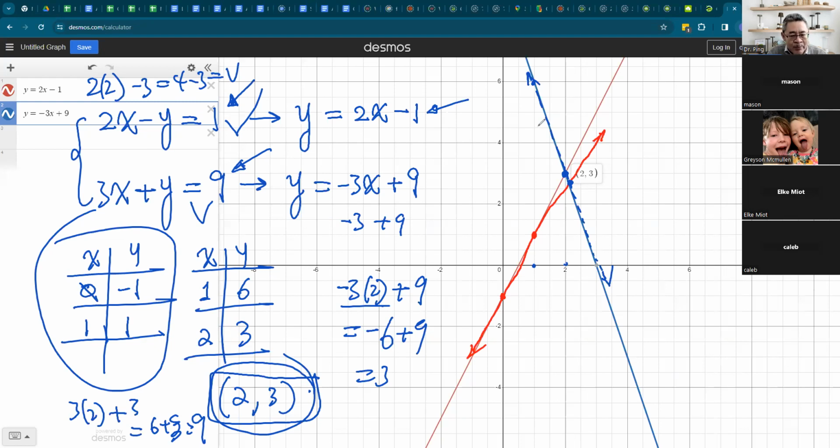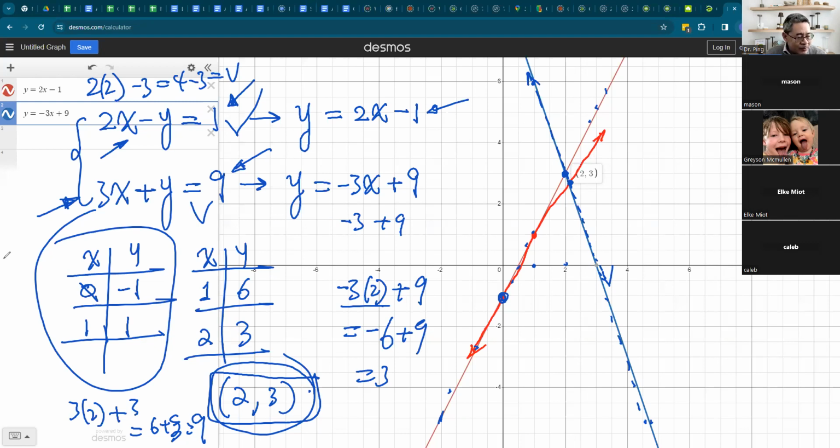So this point has to work on both equations. Other points work just for one equation, but not the other. For example, this point, when x is 0, y is -1, works for this one, but does not work for the other one, because when x is 0, y actually is 9. So in this case it works only for one. Any point on this line works only for this line, and any point on that line works only for that line. Their intersection point is the one that works for both.